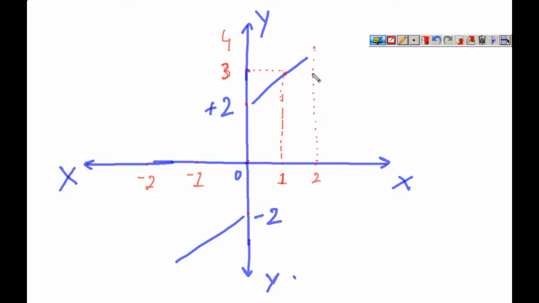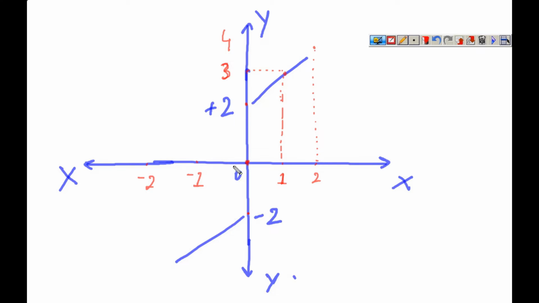But notice when x is 0, the value of the function drops immediately to 0. So here x is 0 and the value is also 0. That's why this line, as you can see here, is not touching this axis, because when x is 0, the value of the function is 0. But when x is a little bit greater than 0, the value of the function starts from here, and then we have a straight line.